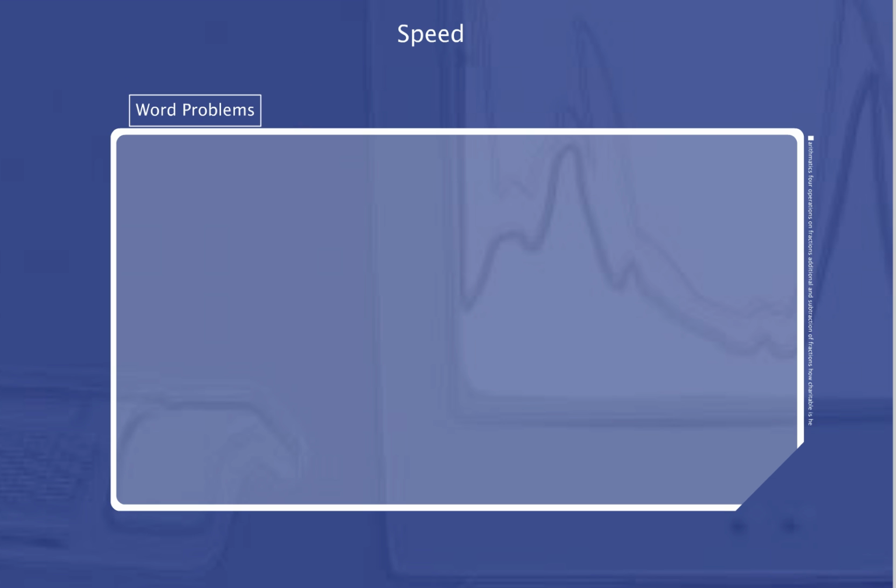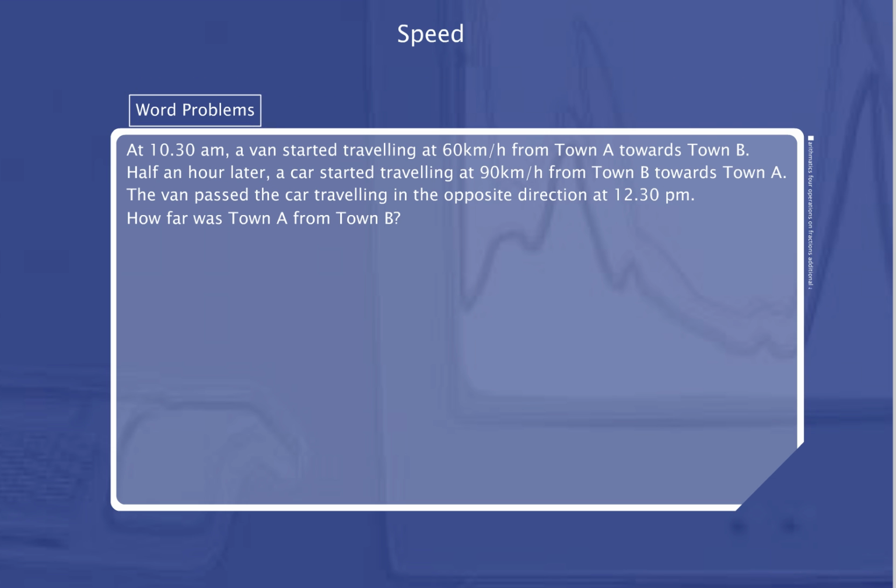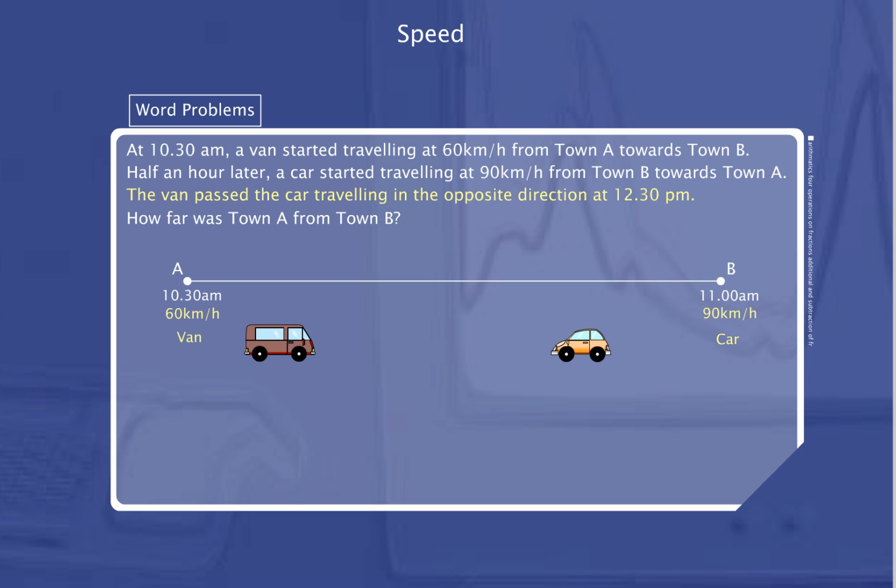Sometimes we can use diagrams to help us. Let us examine the following problem. At 10:30 a.m., a van started traveling at 60 kilometers per hour from town A towards town B. Half an hour later, a car started traveling at 90 kilometers per hour from town B towards town A. The van passed the car traveling in the opposite direction at 12:30 p.m. How far was town A from town B?